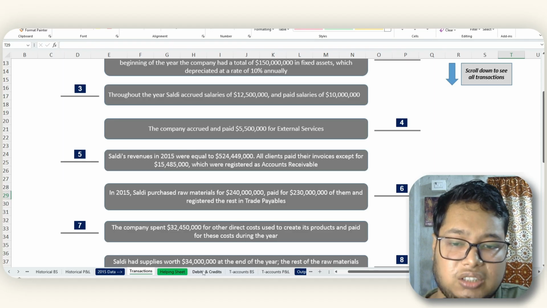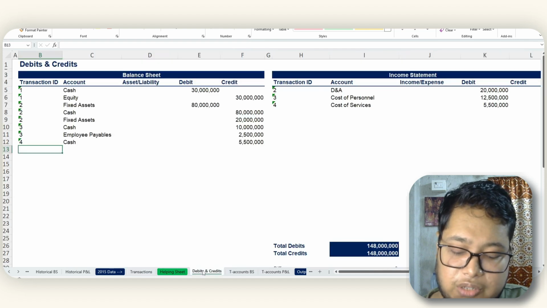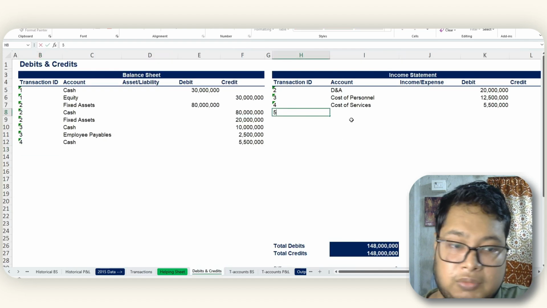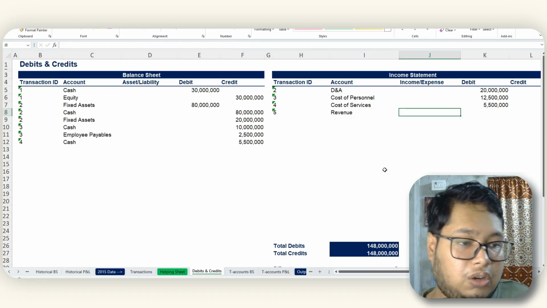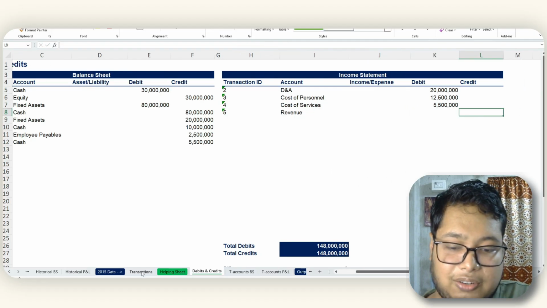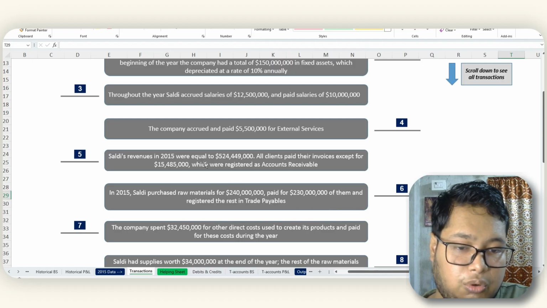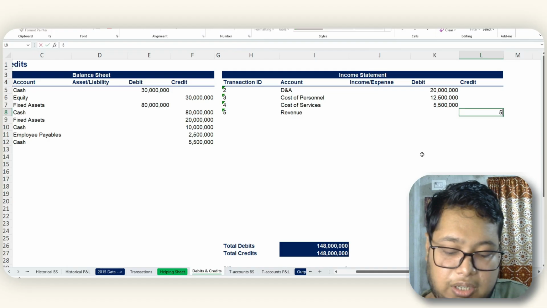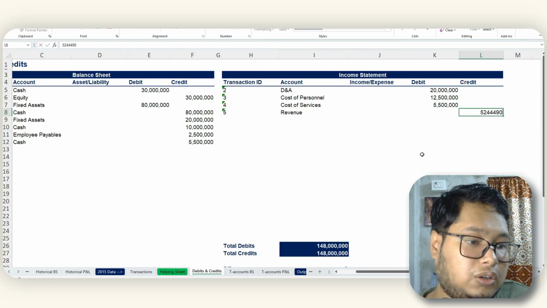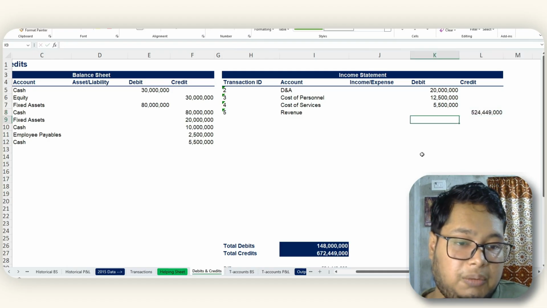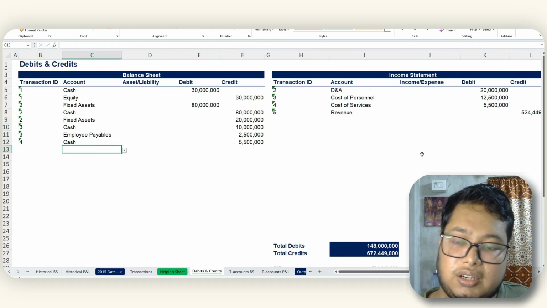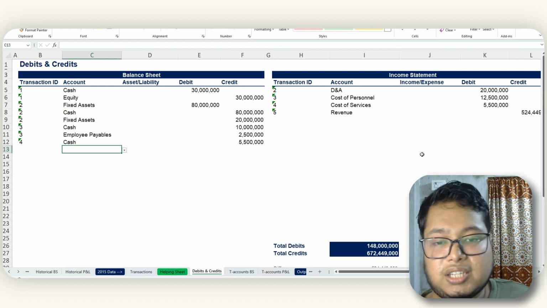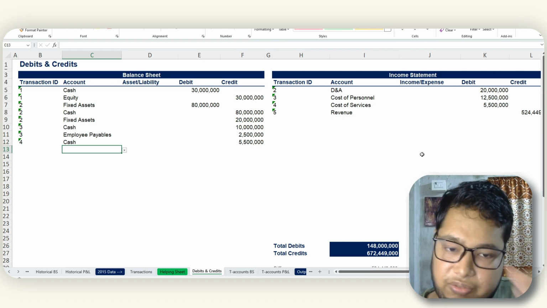So let's record the revenue first. This is our fifth transaction, and we have to record the revenue. Now revenue will go here. The number is a bit tricky, so let me recheck it. It's a very long number: 524, then 449, and 230. Yeah, that's the number. That much revenue has been recorded, and now we have received some as cash, and some is in account receivables. So cash will increase, and that will obviously go on the debit side.